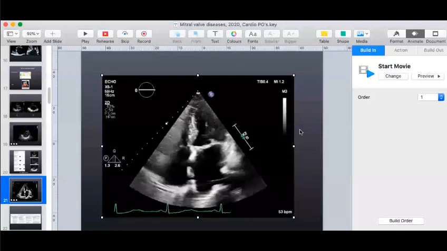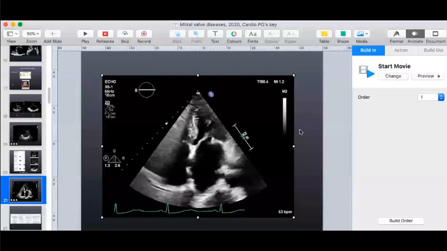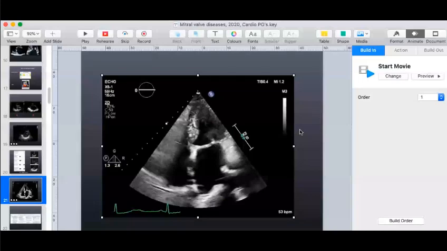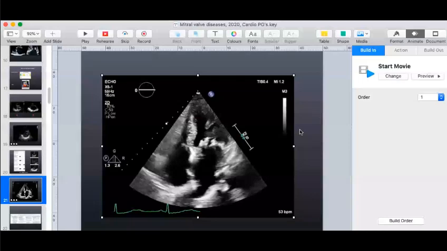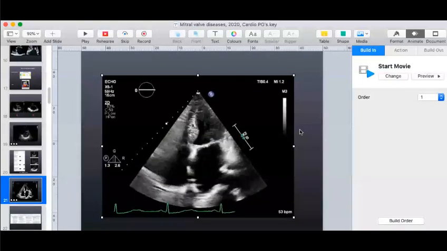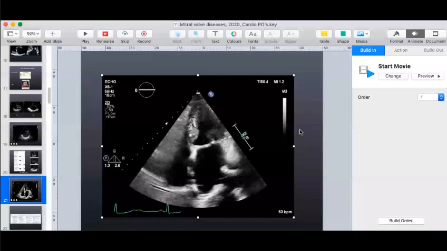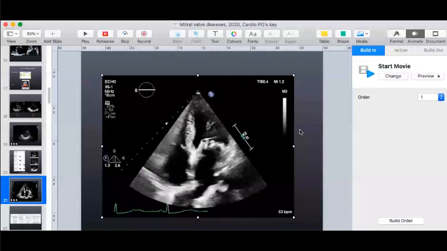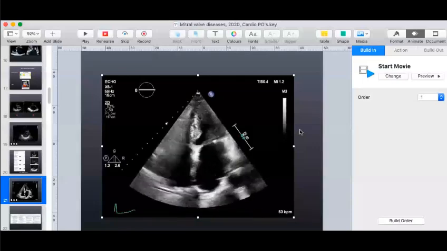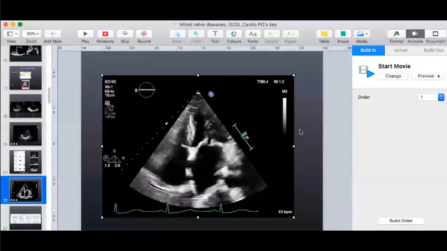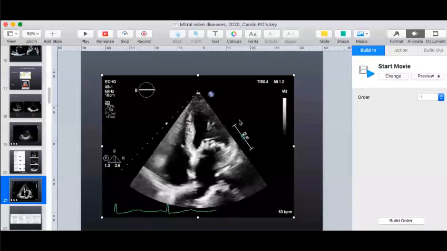So when you describe the valve, the thickness, and then you have the mobility. Then you talk about calcification. You should say that I see no calcification, or I see a single speck, or I see multiple specks, or I see calcification extending, involving the entire leaflet, or the margins of the leaflet, or the mid leaflet. So be a little more precise as far as where the calcium is. So that would be the calcium.